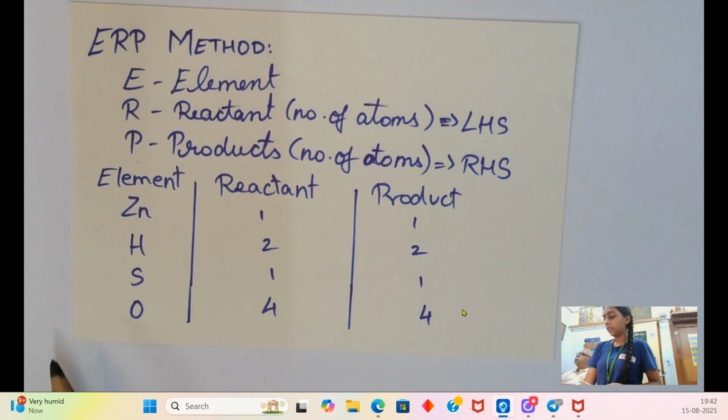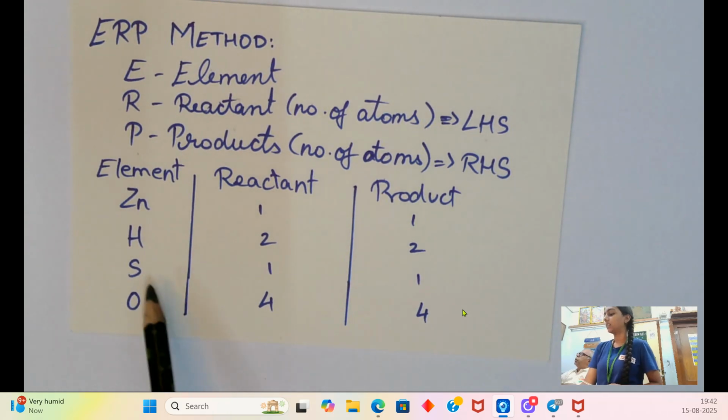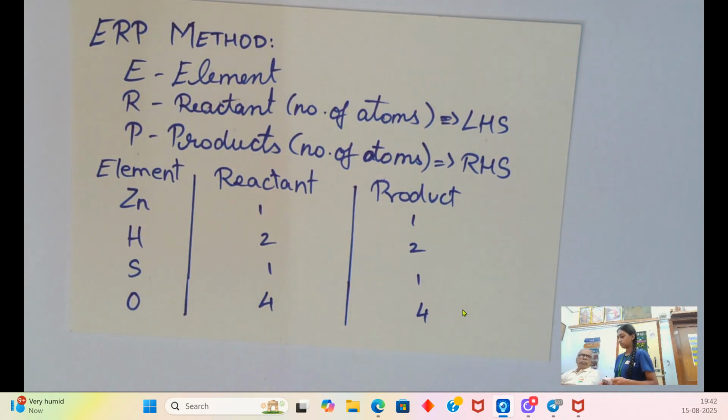So here we have taken a reaction and drawn a three-column table: element, reactant, product. Okay, proceed. So we have to balance it step by step, and here is the example.